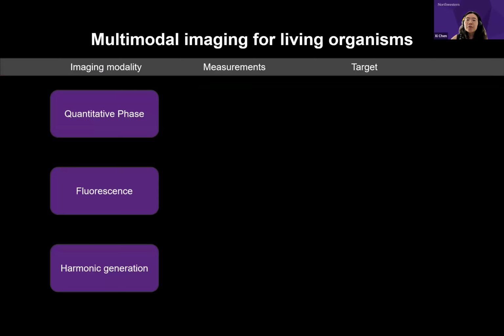So we want to develop multimodal imaging for living organisms. Why is that? Multimodal imaging, for example quantitative phase, fluorescence, and harmonic generation. Different imaging modalities will give us different contrasts, and they also offer us different measurements, so we can look at different targets in our environments.